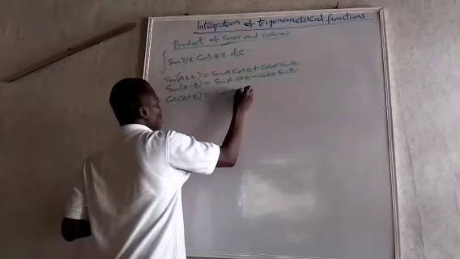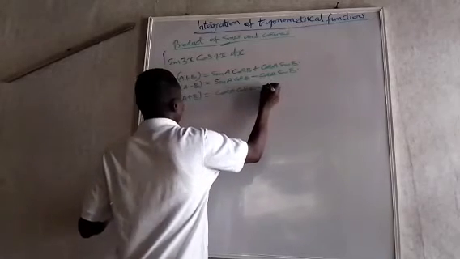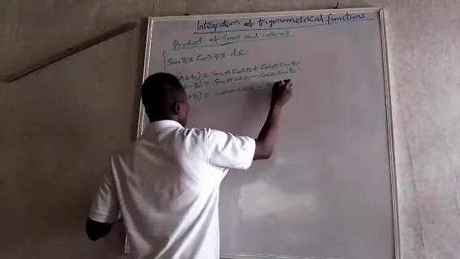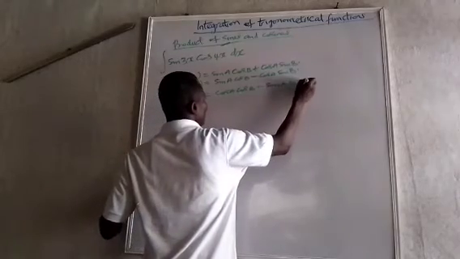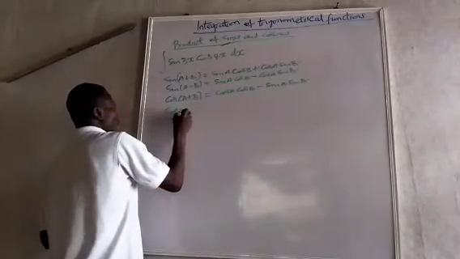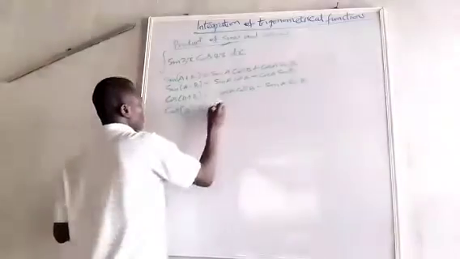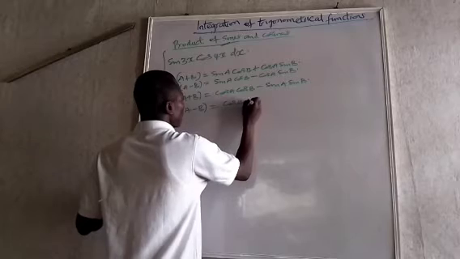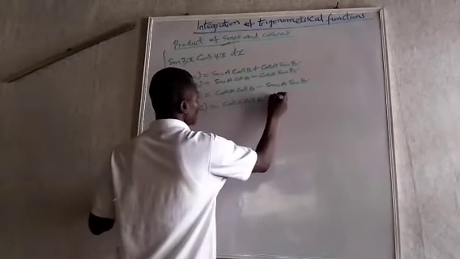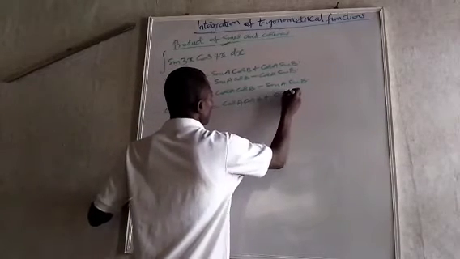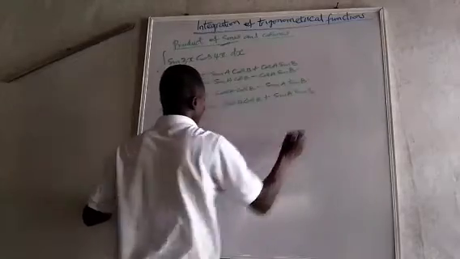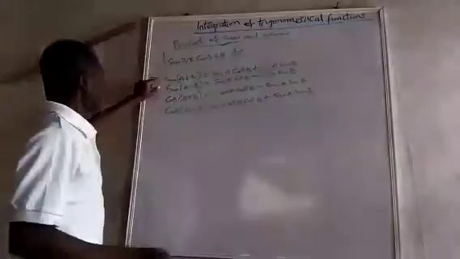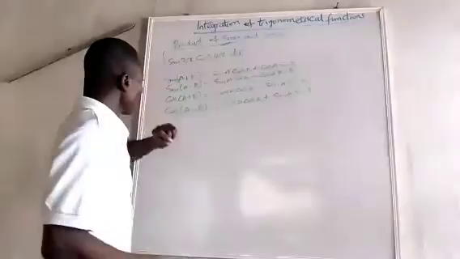Cos A cos B minus sine A sine B gives cos A plus B. And cos A minus B is cos A cos B plus sine A sine B. Now let us add this. Let's see what it gives us.